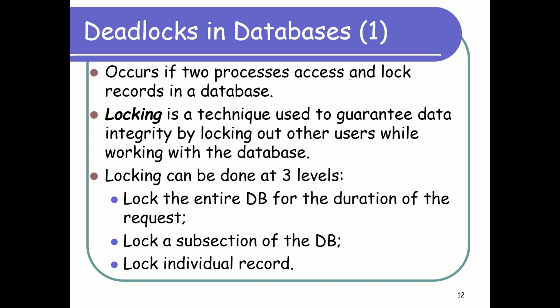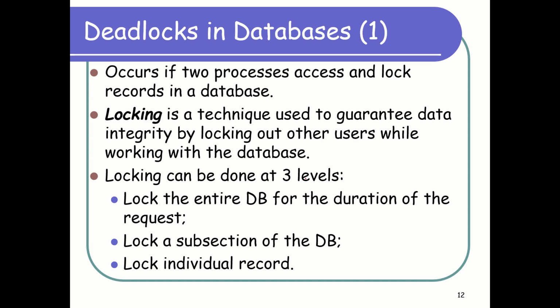Deadlock occurs if two processes access and lock records in a database. This is deadlock in databases. Two processes lock records in a database, similar to the file cases, deadlocks in accessing the files. Locking is a technique used to guarantee data integrity by locking out other users while working with the database. So let's say if this user is accessing this database, that section is locked for him. That database's file is locked for him. No other users can access that database until he completes or releases the database.